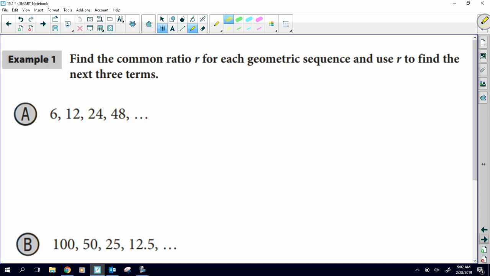All right, here's some examples. I'm going to do you one. Find the common ratio R for the geometric sequence and use R to find the next 3 terms. So they give 6 to 12, 12 to 24, 24 to 48. We take the second term, 12, and we divide it by the first term, 6. We figure out that that's 2, so we take 48.